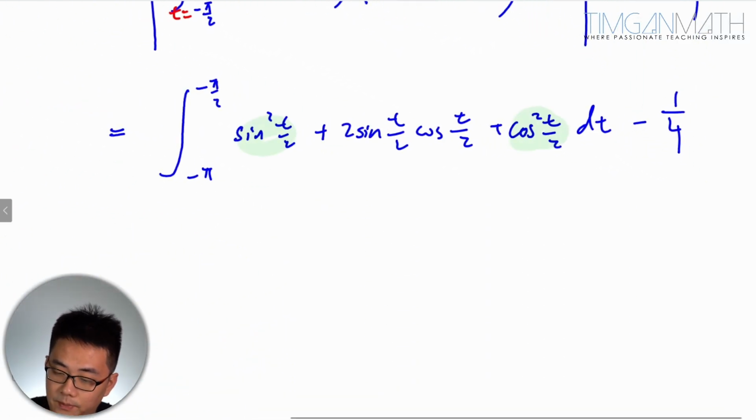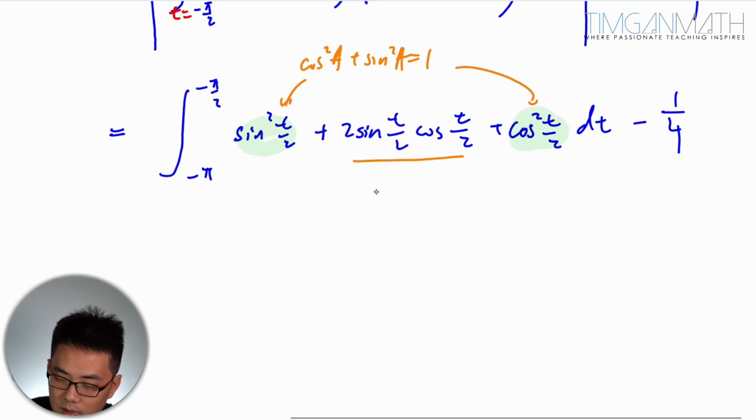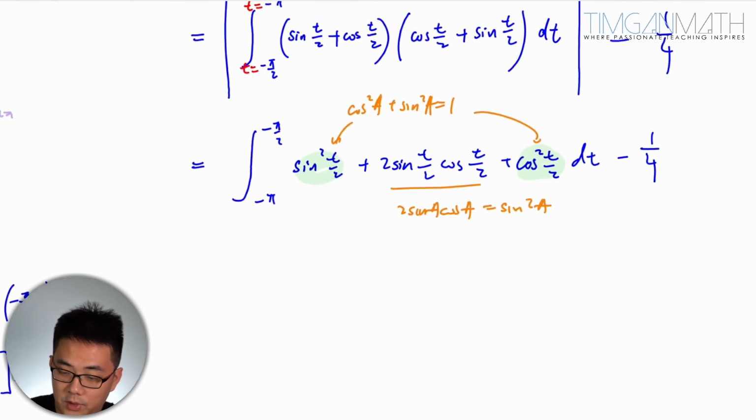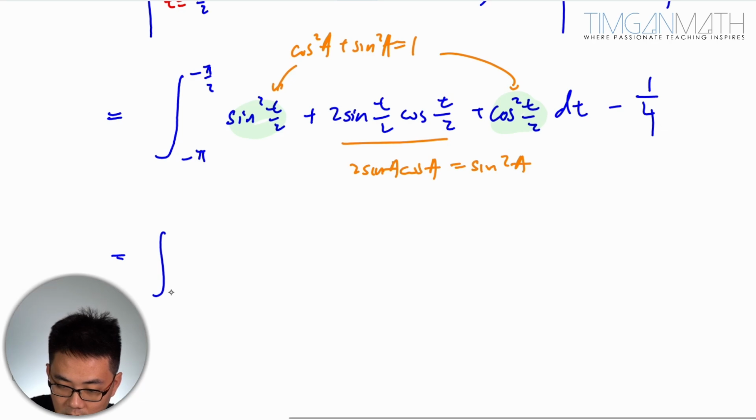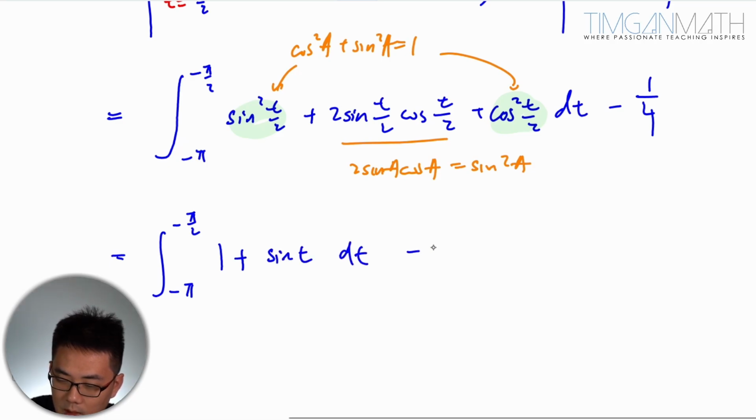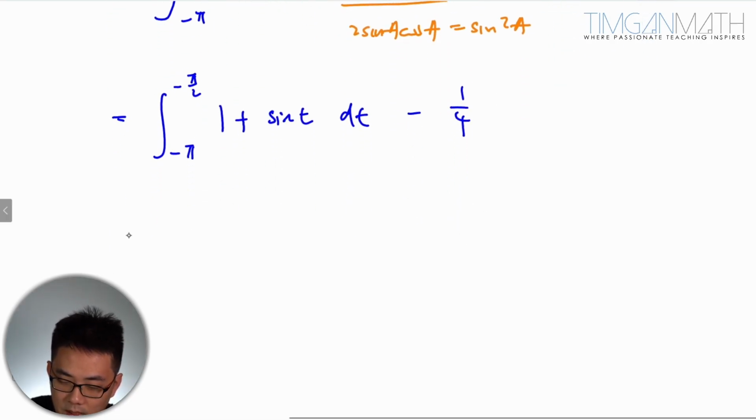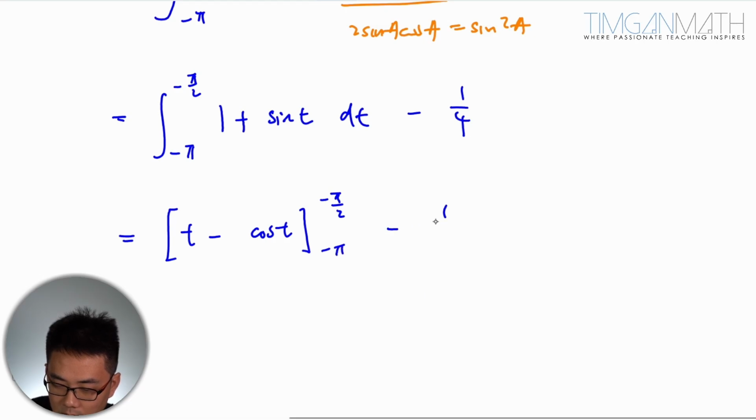So then this would just be 1. These both will add up to 1, because cosine square a plus sine square a is 1. Right? This will just be 2 sine a cosine a equals to sine 2a. So when I change my equation here, what I'll get is minus pi over 2, 1 plus sine t. Wow, great. It looks good already. So this case will be just t minus cosine t.